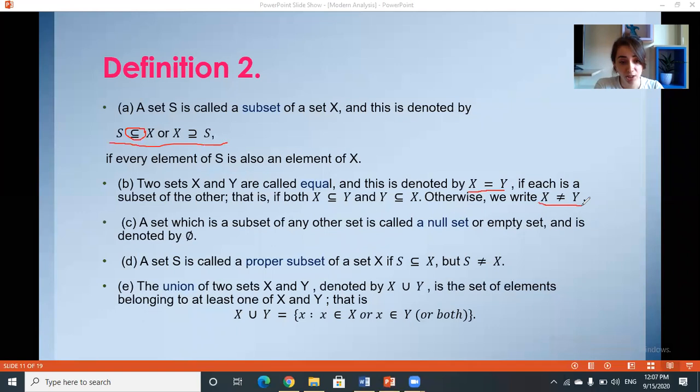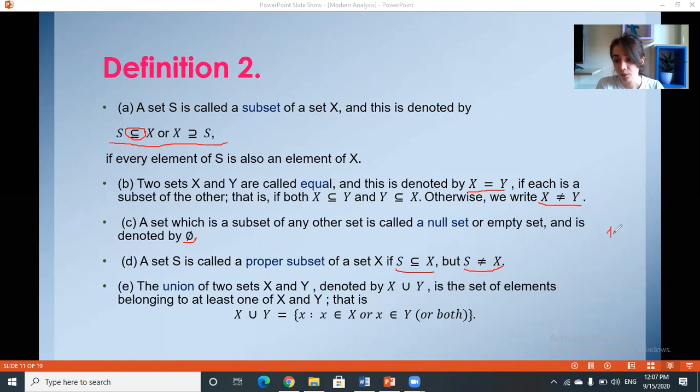A set which is a subset of any other set is called the null set or empty set. The null set has no elements, and this is denoted by this sign. And a set S is called a proper subset of a set X if S is a subset of X, but S is not equal to X.